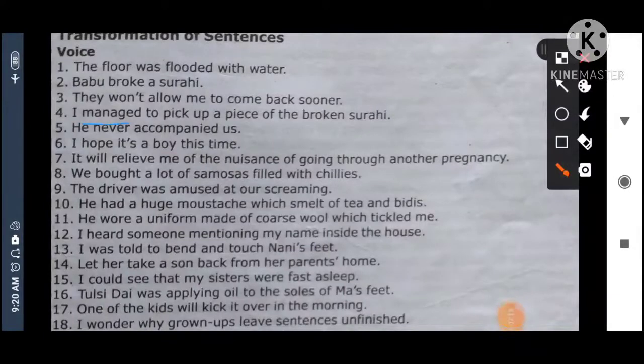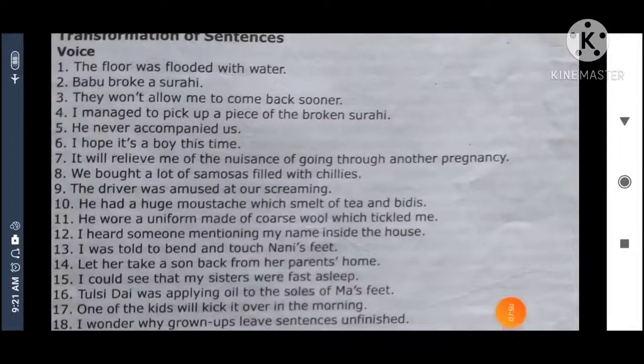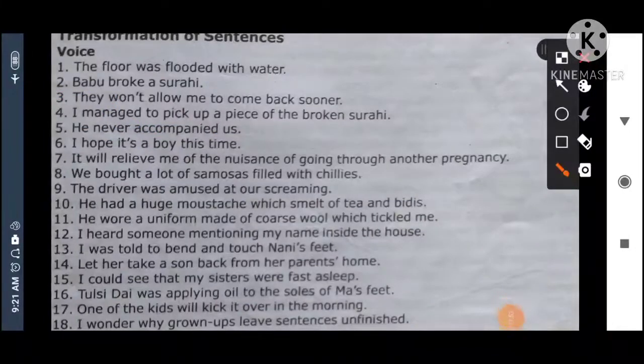Now manage is your verb, to pick up. Here there are two verbs: first manage, second pick up. A piece of broken surahi is your object. So your passive will be like this: a piece of broken surahi was managed. मैनेज का क्या होगा, was managed, to be picked up by me. I convert into me. It's better to write the sentence. आपको आंसर साथ में लिखते जाओगे तो बेटर रहेगा अंडरस्टैंड करने के लिए.